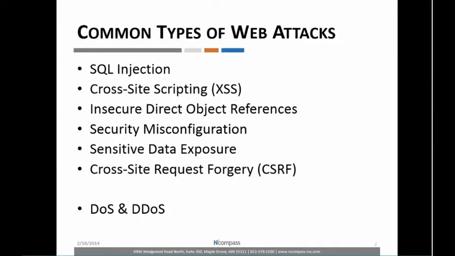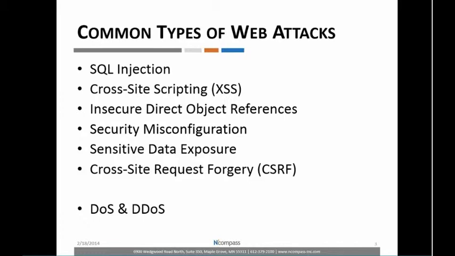Today we're going to talk about some common types of web attacks and how they work, what kind of information they're going after, and how we can prevent them. As you see listed here, these are straight out of the OWASP 2013 list. Top one, for the past number of years, has been SQL injection. Really hard to stop. I'll talk about why. Cross-site scripting is also right up there. Insecure direct object references, security misconfiguration, sensitive data exposure, and cross-site request forgery.